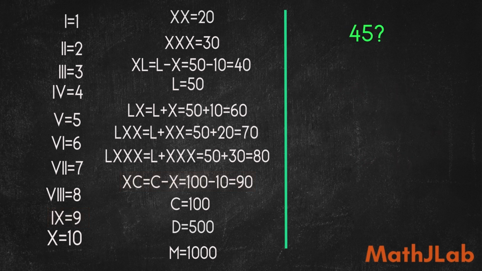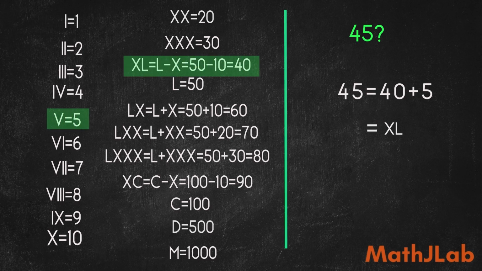Next we find 45. We can write 45 as 40 plus 5. For 40, we get XL, and for 5, we get V, therefore 45 is XLV.